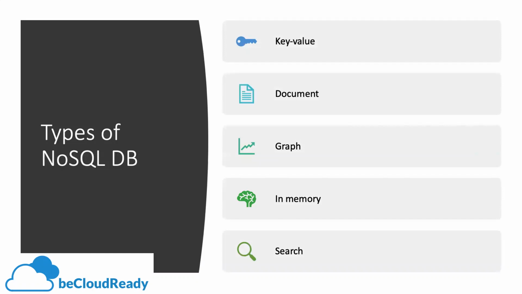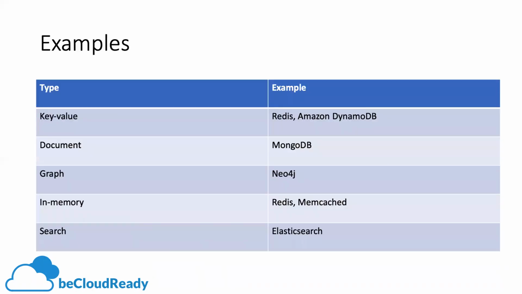So there are different types of NoSQL databases. One is key-value pair. You have document-based, graph, in-memory, and search. These are broad categories you can define these NoSQL databases by. Examples: for key-value pair, one of the classic examples is Redis or Amazon DynamoDB, and Azure also has similar tools. Pretty much every cloud provider nowadays has its own database offering.